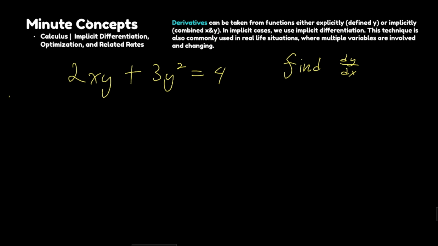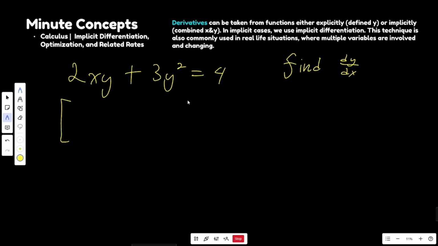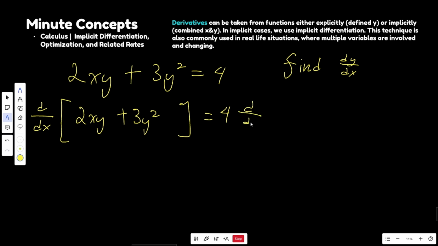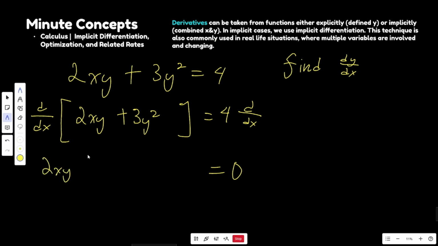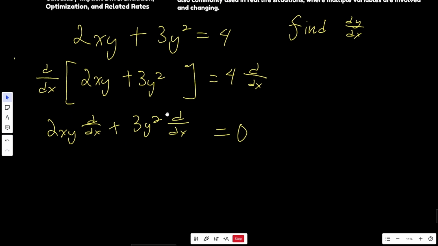So, step by step, implicit differentiation starts with differentiating both sides with respect to x. Now, we're just going to rewrite the equation here: 2xy plus 3y squared, and we're going to put d over dx on the outside. On the right side, d over dx of 4 becomes 0, because the derivative of a constant is 0. Now we're going to distribute our derivative. So now we're trying to get the derivative of 2xy with respect to x plus the derivative of 3y squared with respect to x.